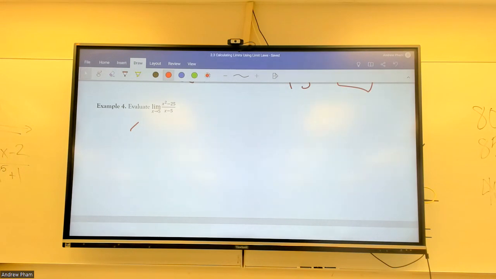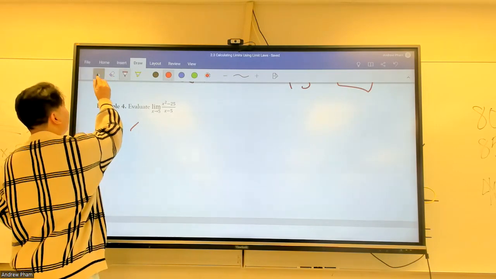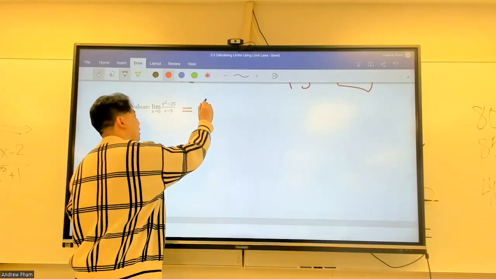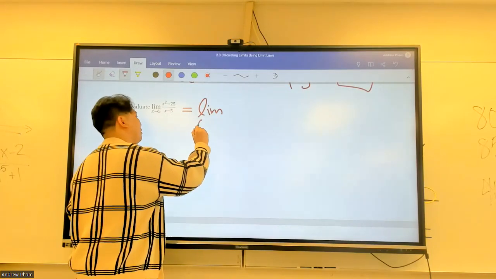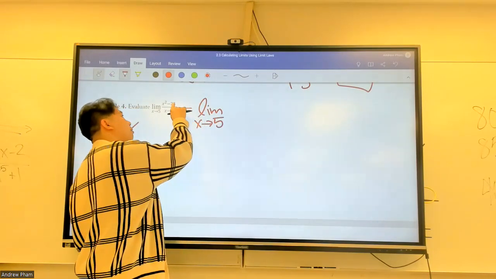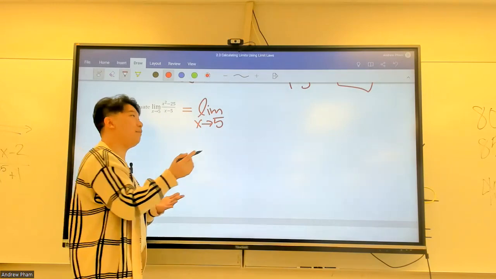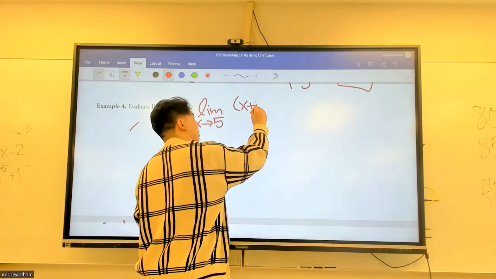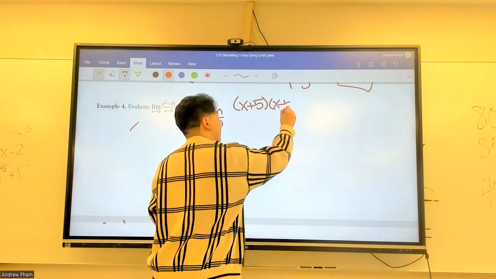Looking at this, x squared minus 25, we can factor it. How can I factor that? In other words, I'm allowed to write this: x squared minus 25 is the same thing as x plus 5 times x minus 5.